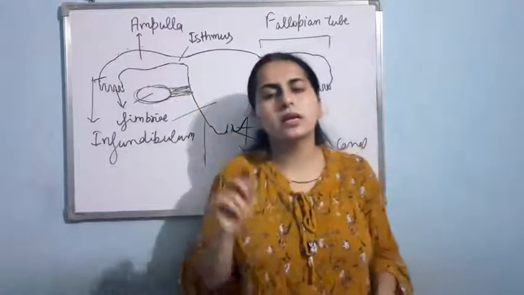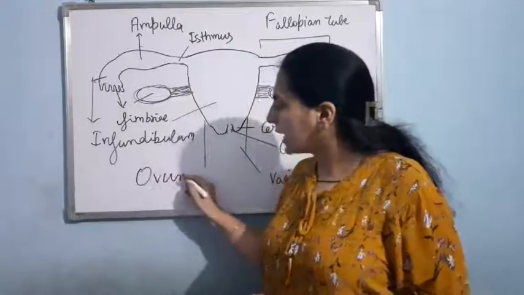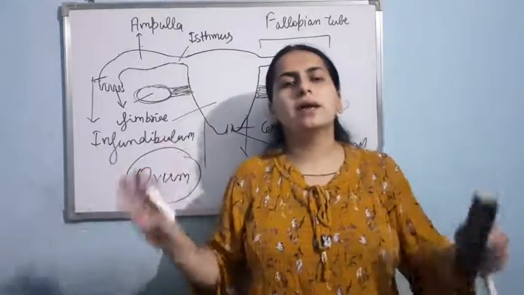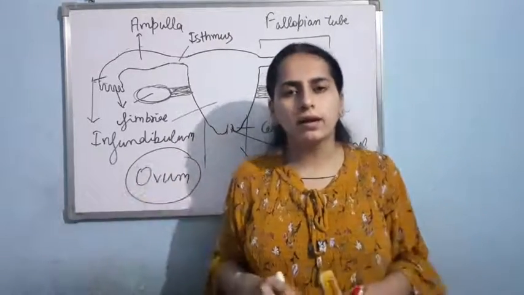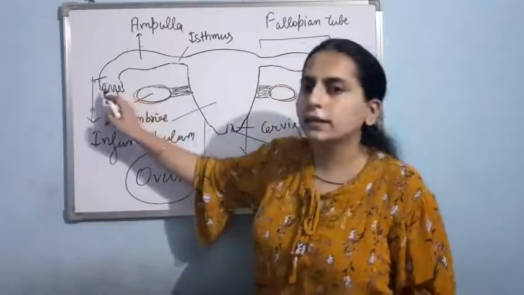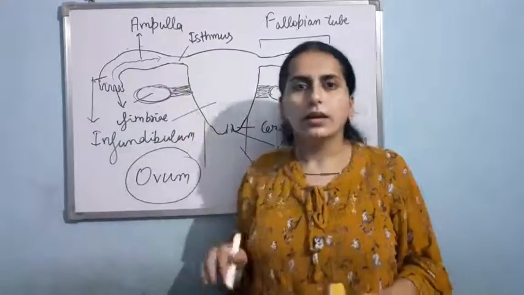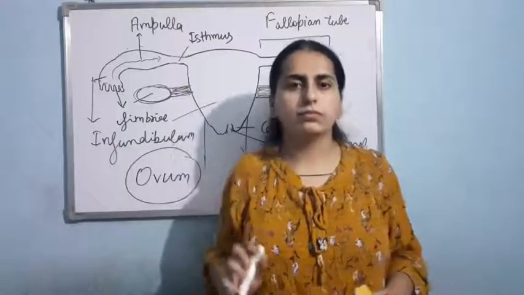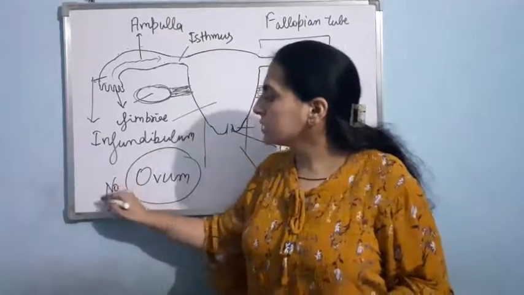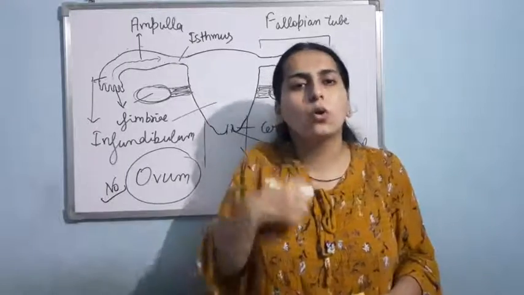Now just think and tell me one thing, is the ovum motile or non-motile? Till now we used to say the male gamete, the sperm, is motile, but now the ovum will be collected by the fimbriae and the ovum will move like this. Can the ovum move? Your answer should be no. The ovum is non-motile. It is not moving on its own.